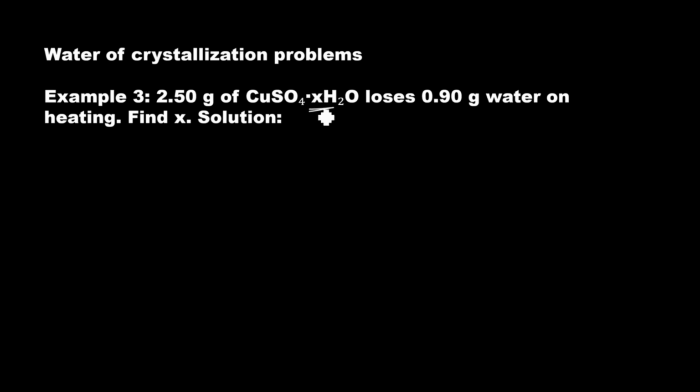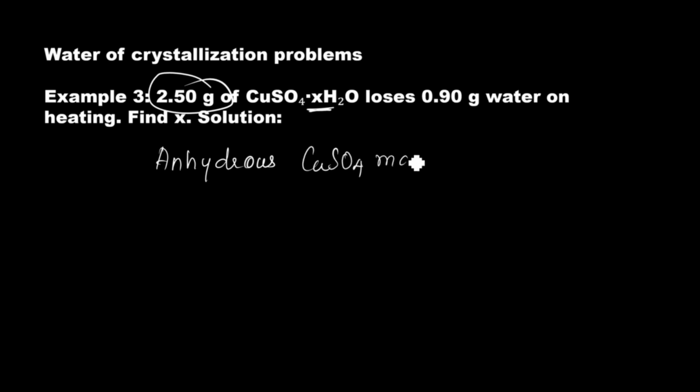Now we are going to find the X in this molecular formula. Copper sulfate XH2O loses 0.90 grams of water on heating. Find X. So overall mass is 2.50. So how much is it losing? After water is lost, it becomes anhydrous, right? So the anhydrous copper sulfate mass is 2.50 minus 0.90, right? That will come out to be 1.6 grams.